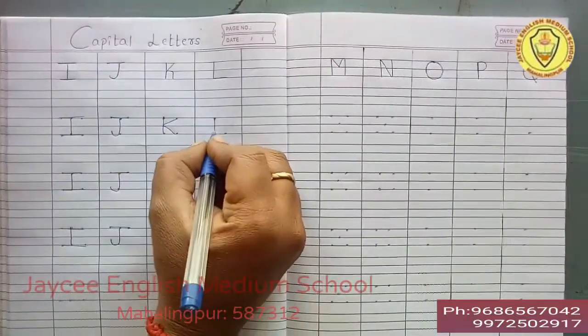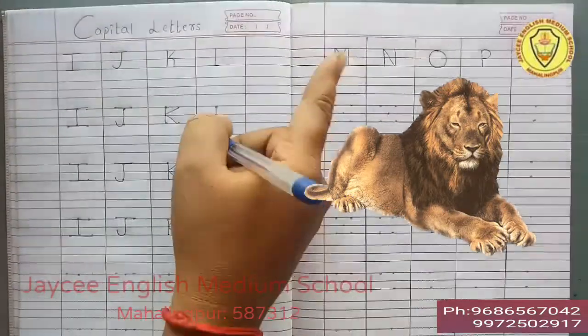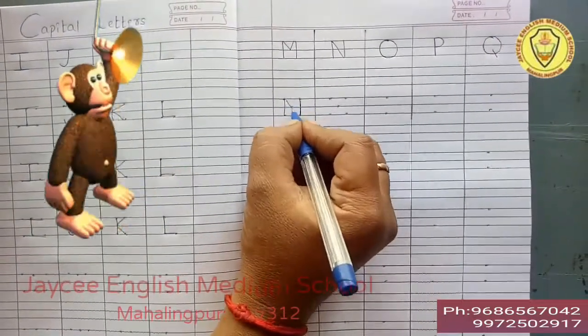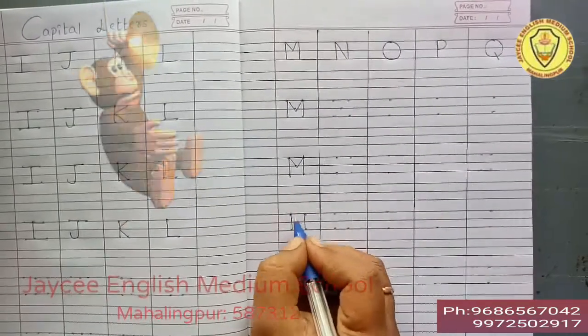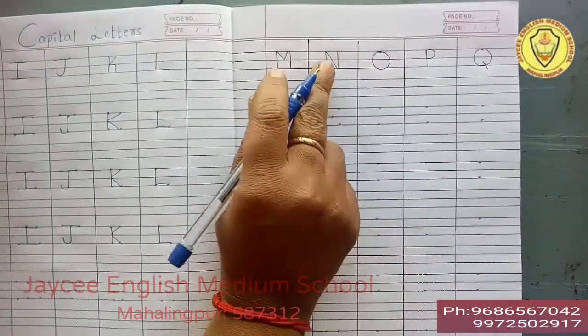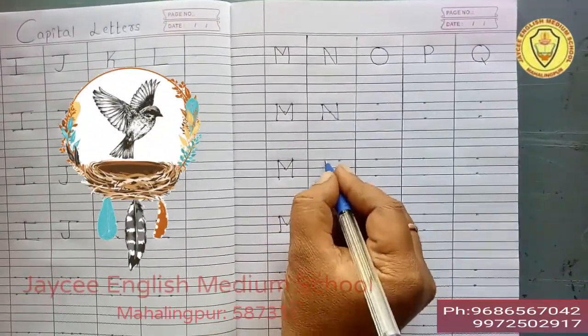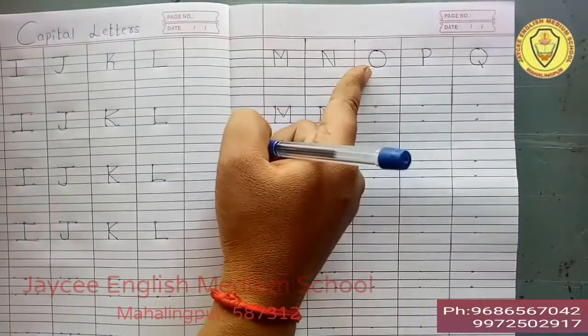L for lion. L for lion. L for lion. The next letter is M. M for monkey. M for monkey. M for monkey. The next letter is N. N for nest. N for nest. N for nest. The next letter is O.